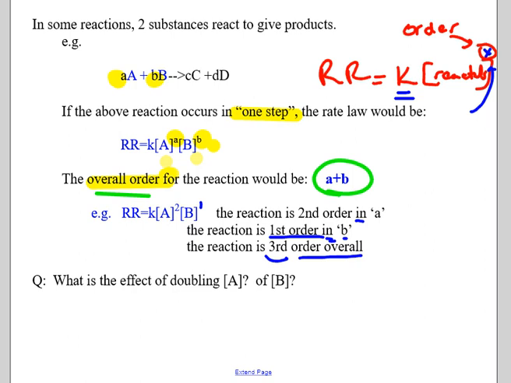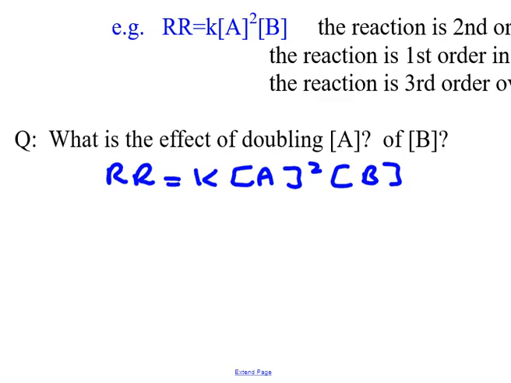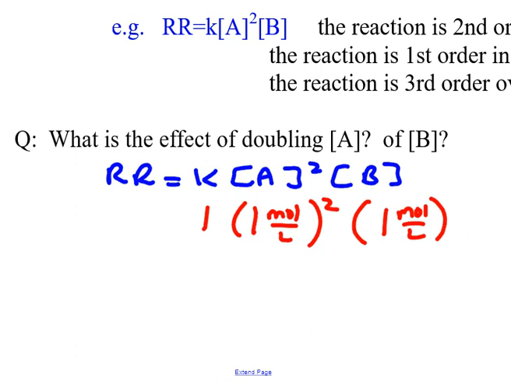If I was using this particular example of A squared times B, what would be the effect of doubling A or doubling B? Well, let's consider this with the most simple numbers that we can pick in our heads. We're going to use the numbers 1 and 2 because it allows us to do some fast mental math. So let's assume then that for this particular reaction, the rate constant is 1. And let's assume that we're going to start with 1 mole per liter as the concentration of A, and according to this equation we square it. And let's assume that we start with the concentration of B also being 1 mole per liter. Again, these are the simplest numbers we can think of.